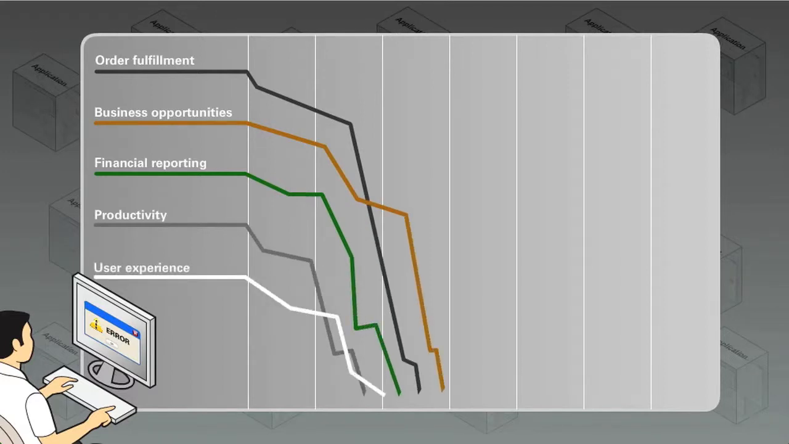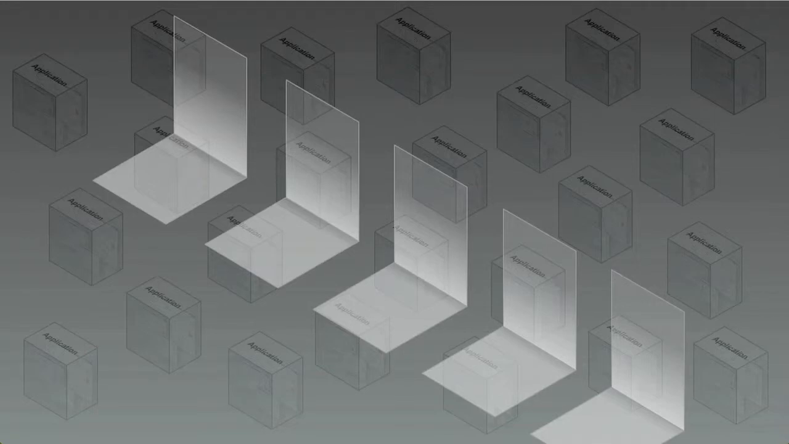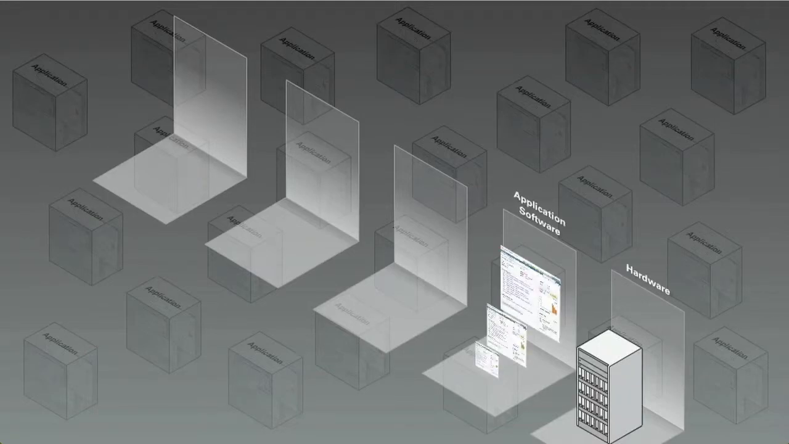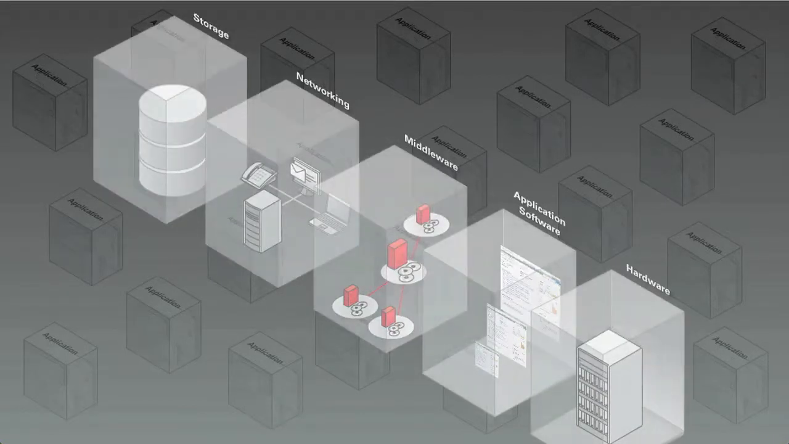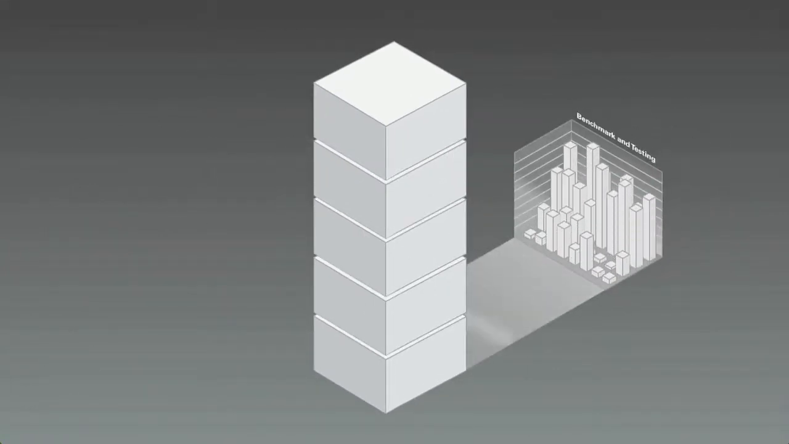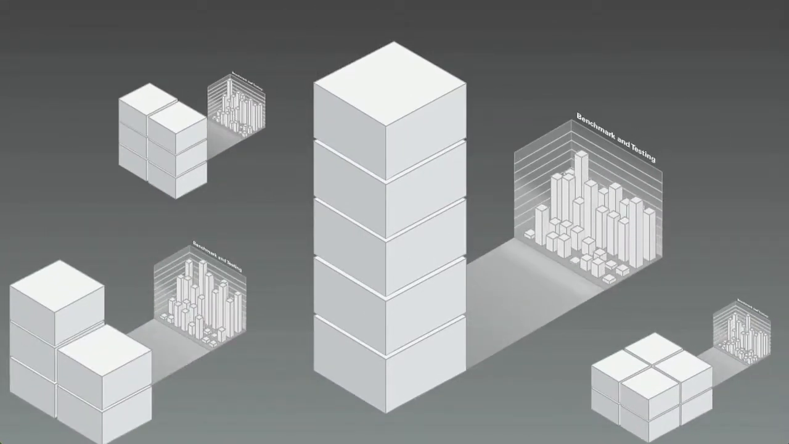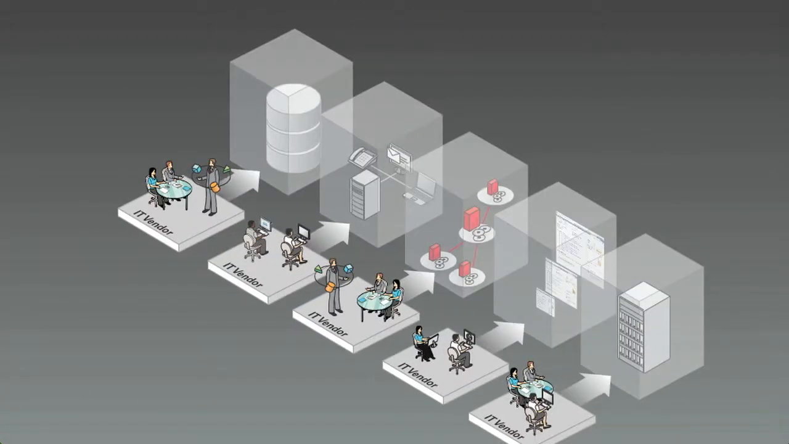As an IT organization, you want to provide application users with a great experience, but there are so many steps to get there. You need to buy hardware and application software and middleware and networking and storage. You need to install, configure, and integrate them all together. You have to do your own benchmarking and testing because your system is not quite the same as anybody else's, which also makes it difficult for your IT vendors to support you.